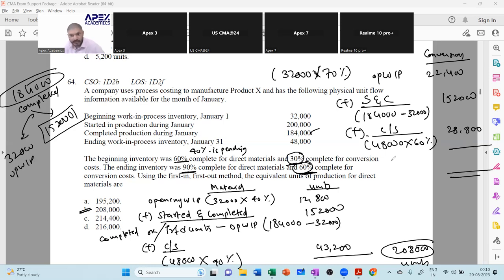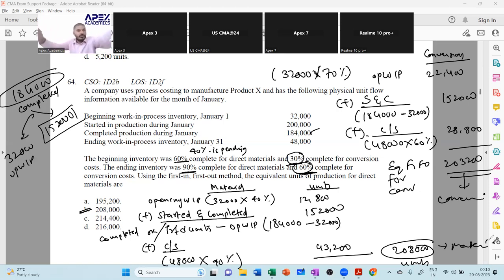So what are your FIFO equivalent units? Equivalent FIFO units for conversion are 22,400 plus 152 plus 28,800, which is 2,03,200. This is conversion, and this is material. Both FIFO equivalent units have been solved over here.